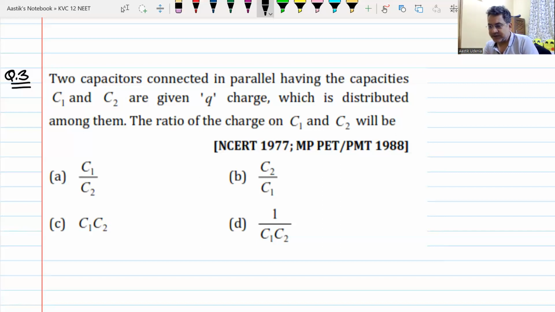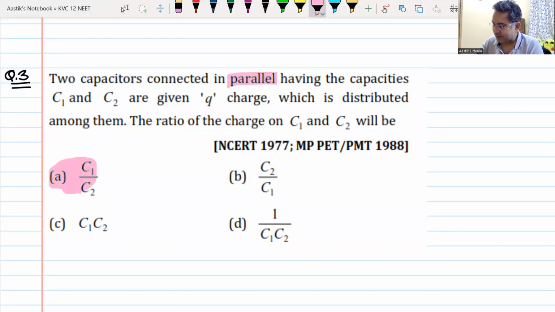What will be the ratio of charges, my dear friends? In what ratio will the charge be distributed? They are connected in parallel. Option A, and option A is correct.